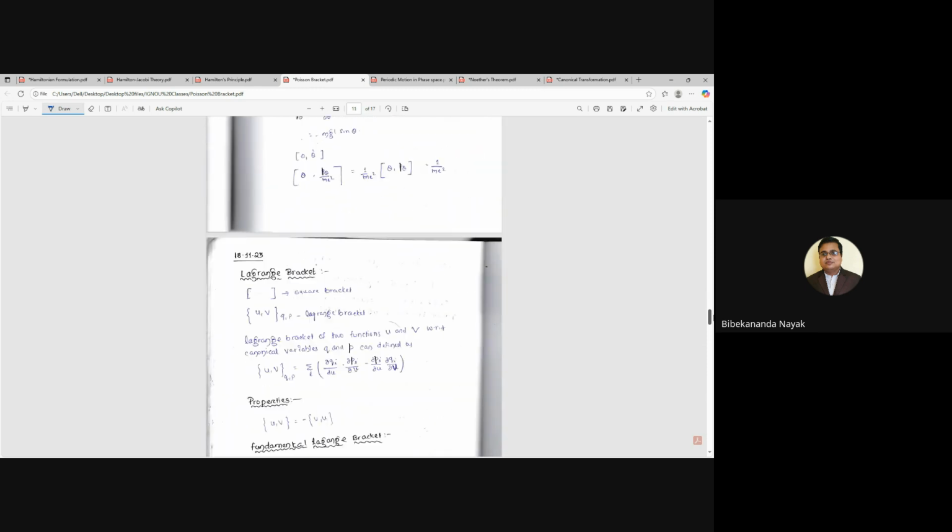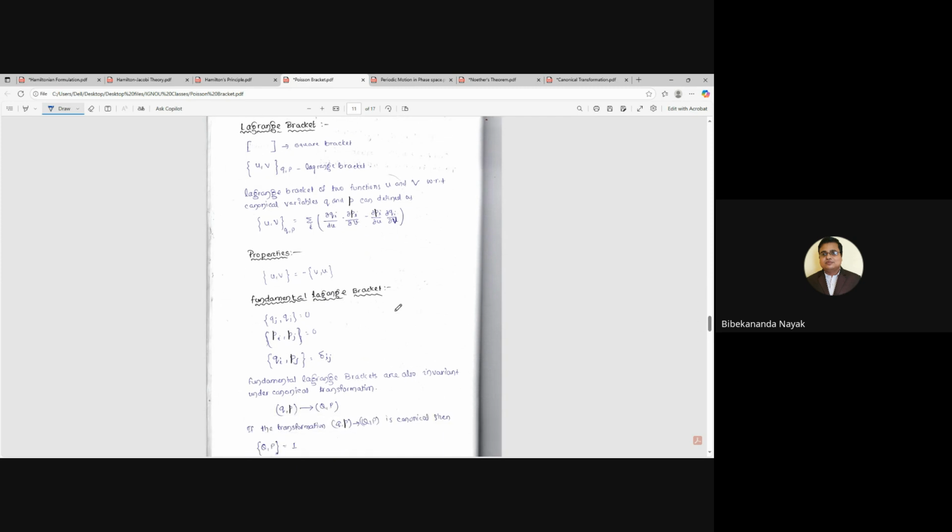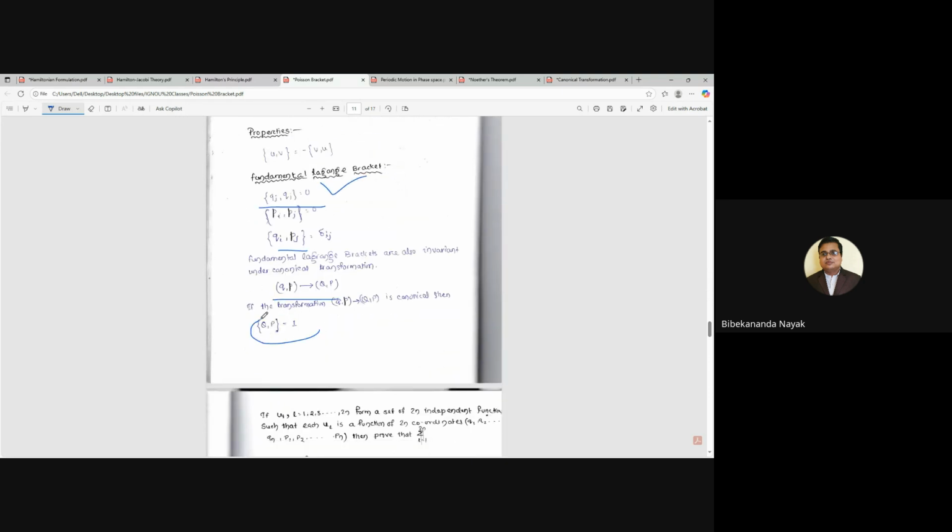Problems are here. Then another bracket is the Lagrange bracket. For the Lagrange bracket, the formula is just reversed. The Lagrange bracket with respect to u and v is equal to Σ (∂qi/∂u ∂pi/∂v − ∂pi/∂u ∂qi/∂v). It is the reverse of the Poisson bracket. The fundamental Lagrange brackets: it is 0 for the same quantity, and [qj, pj] is equal to delta ij. Also, a transformation is canonical if its Lagrange bracket is 1. So you can check, if the Lagrange bracket is 1, you can say it is a canonical transformation.